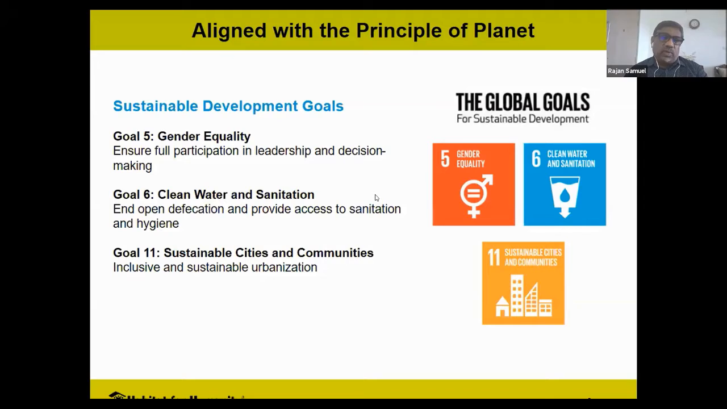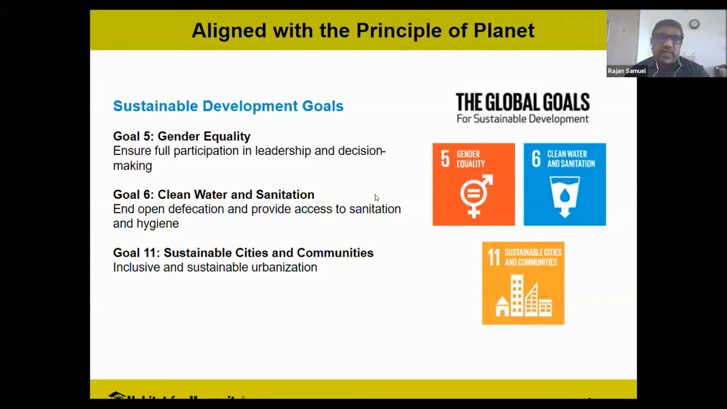Goal number 6 talks about clean water and sanitation. So we have 24/7 water facilities there, and we make sure there's a place where they can have a shower as well in the complex. The last one I put here is goal number 11. We talk about sustainable cities and communities.